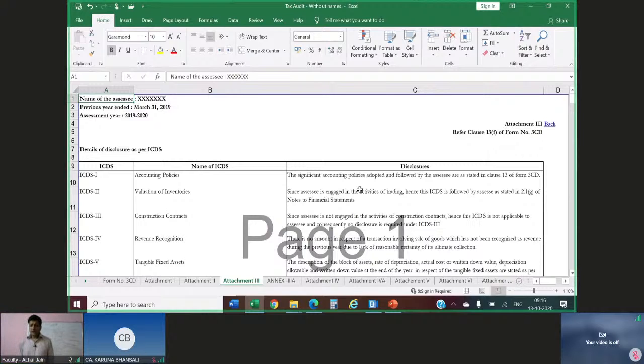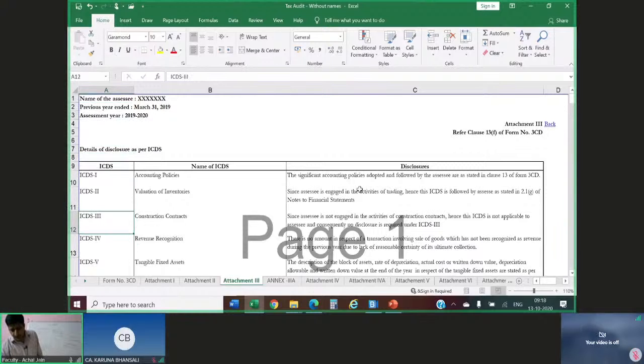Then as regards the valuation of inventories, ICDS 2, it says, since the assessee is engaged in the activities of trading, let's suppose in our example, they were engaged in the trading business. Hence, this ICDS is followed by the assessee as stated in note number dash of the financial statements. Now, what is the management doing? Management is talking about the valuation of inventories on which there is no change as per ICDS, meaning as per books of accounts and ICDS. And the entity is also giving the reference of its accounting policy which they have reported in their financial statements. That covers the disclosure requirement.